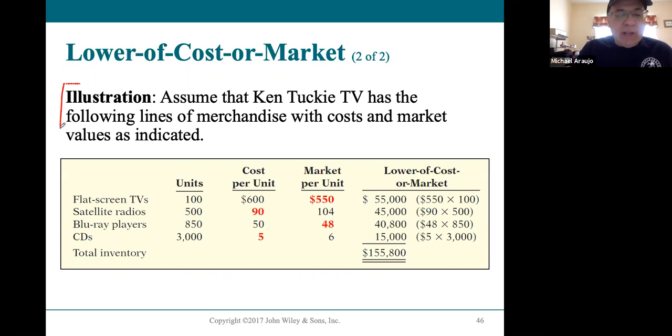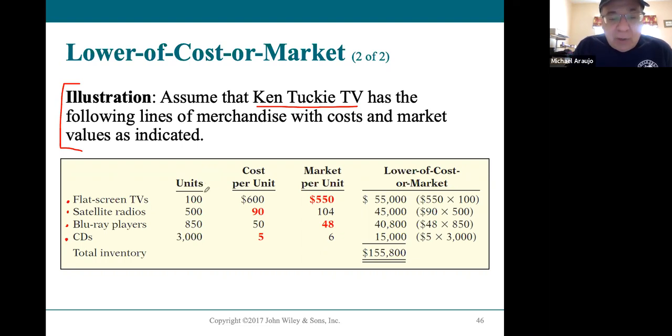This illustration is in the book, and if you don't mind, I'm going to go ahead and put on my Kentucky Colonel hat and welcome you to Kentucky TV. We have lots of things here at Kentucky TV. Here's our inventory. We got some flat screen TVs, some satellite radios, some Blu-ray players, and some CDs. Okay, so this is our inventory.